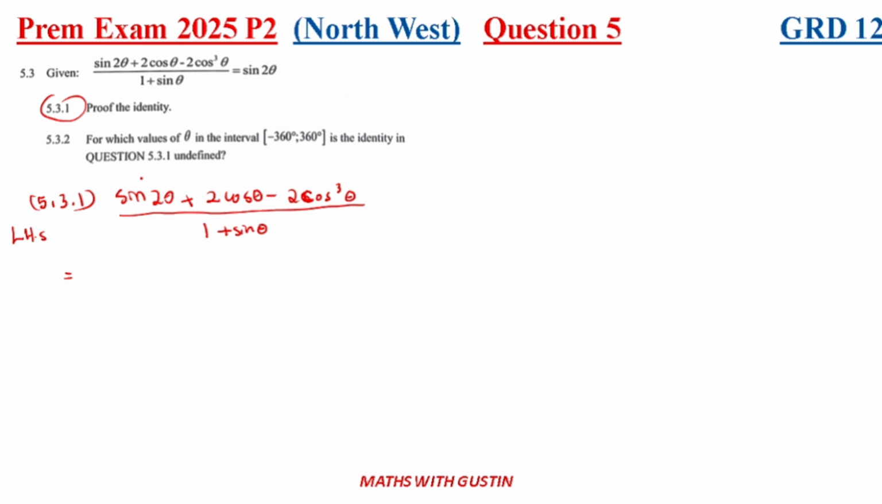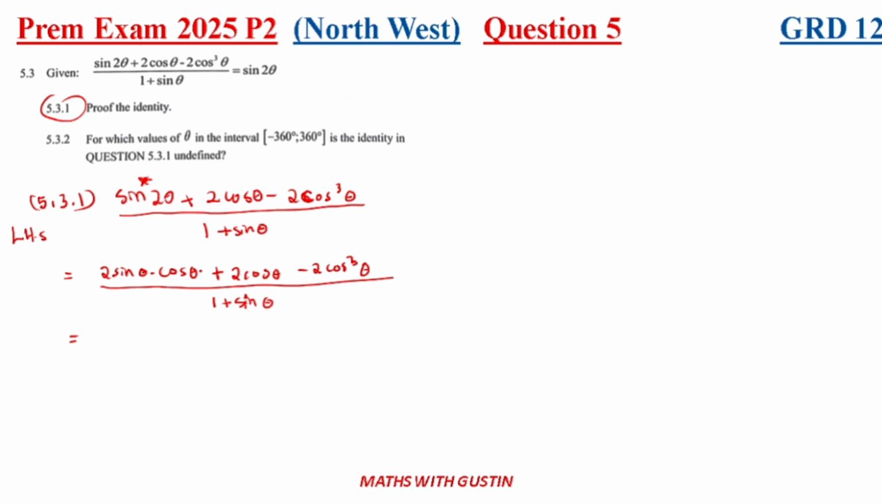Great stuff. So we're going to start by changing this one, as we can see that is changeable. So it's going to give us 2 sine theta times cos theta plus, right, so if you can see here, there's nothing that we can do, just going to leave it as it is. Okay, 3 then all over 1 plus sine theta.